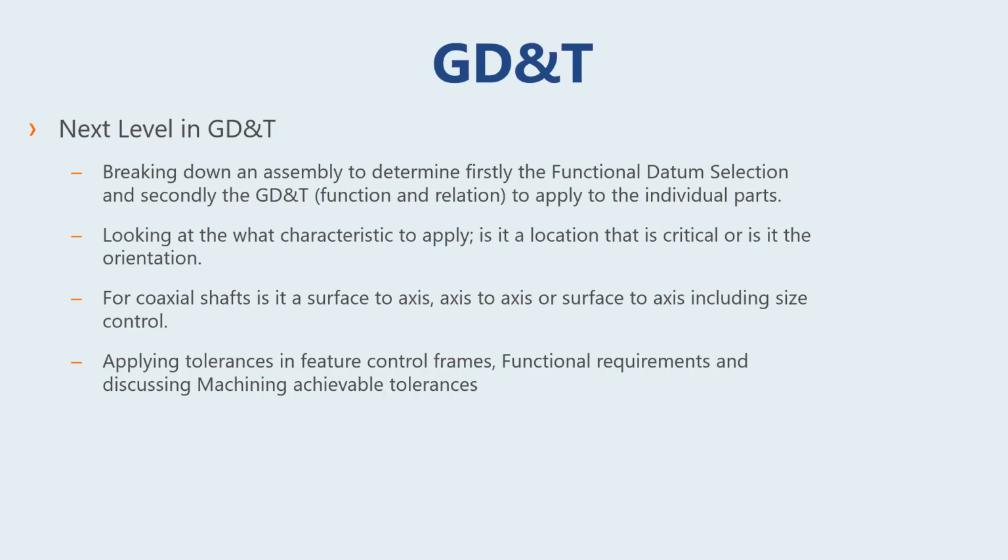Another thing that we do is we get in and we talk about looking at a breakdown of an assembly or assemblies where we do, literally, number one, determine where are your actual functional datum selection. And number two, what features need to be tied back and what are realistic values to be in those feature control frames.